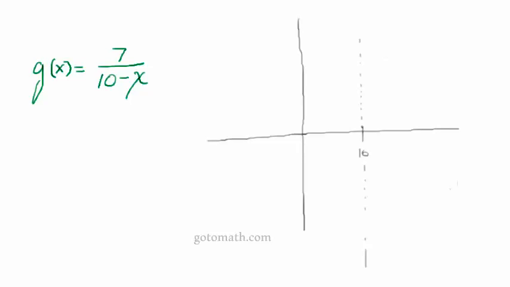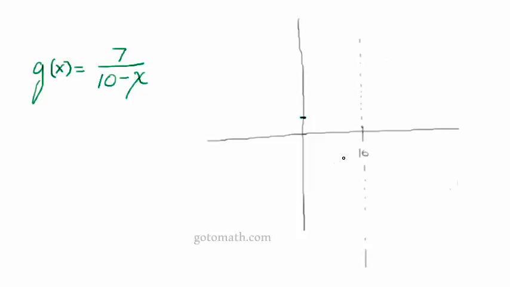Maybe we can kind of graph it. If I plug 0 in for x, I get 7/10. So it's going to end up crossing the y-axis somewhere, let's say right here. It's going to be coming from over here somewhere. It crosses the y-axis, but it can't cross here.